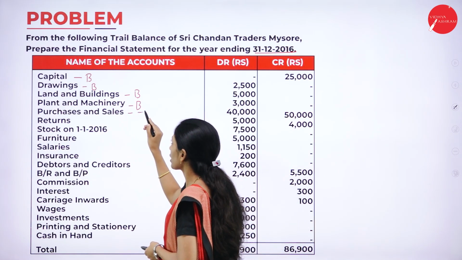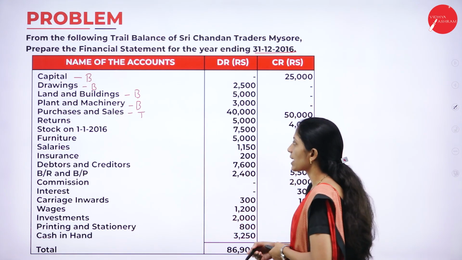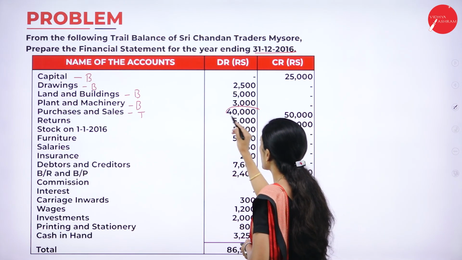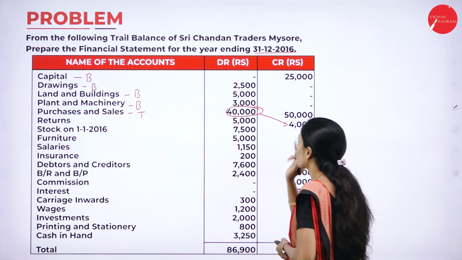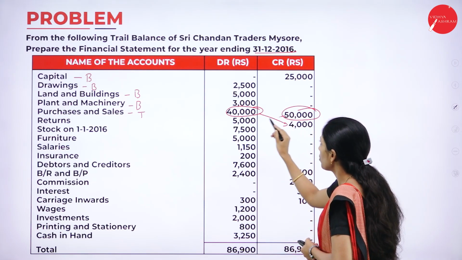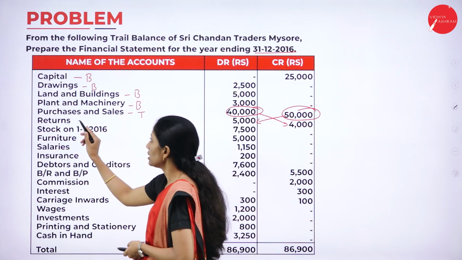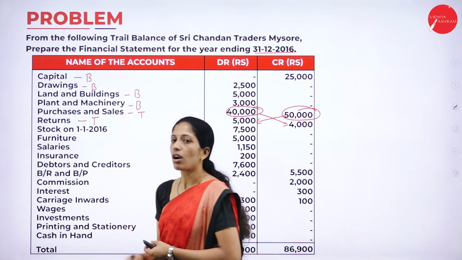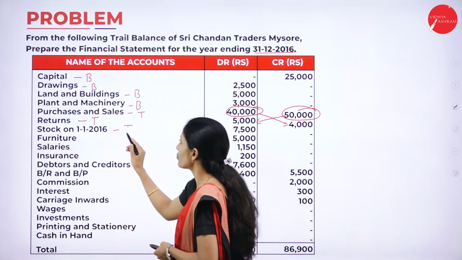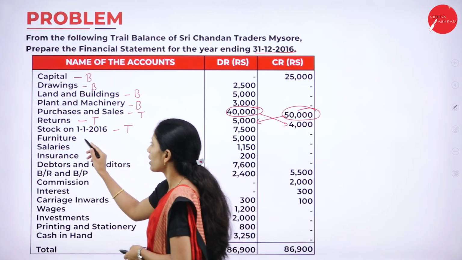Purchases and sales we will record in the trading account, where the purchase amount will be 40,000 and the sales amount will be 50,000. Returns: purchase return will be 4,000, whereas for sales, 50,000 minus 5,000 will be the returns. So returns are also in the trading account. Stock on 1/1/2016 is nothing but opening stock, so we will take it in the trading account. Furniture is an asset, so we will record it in the balance sheet.